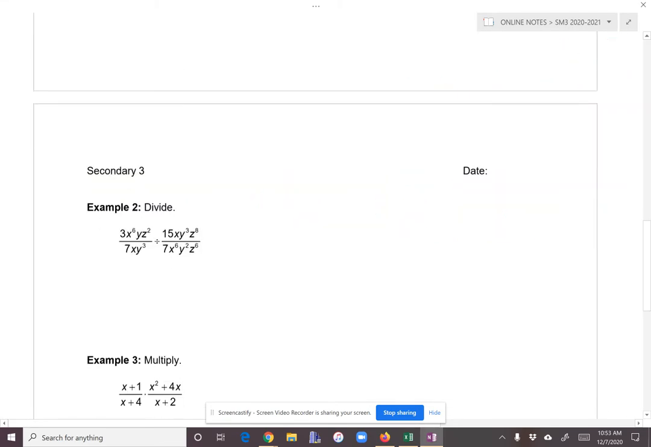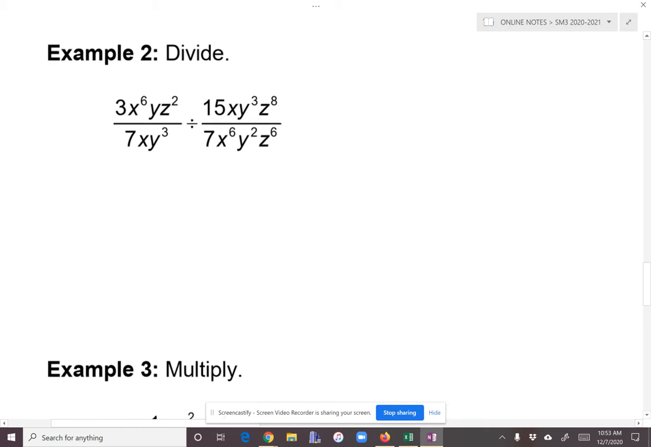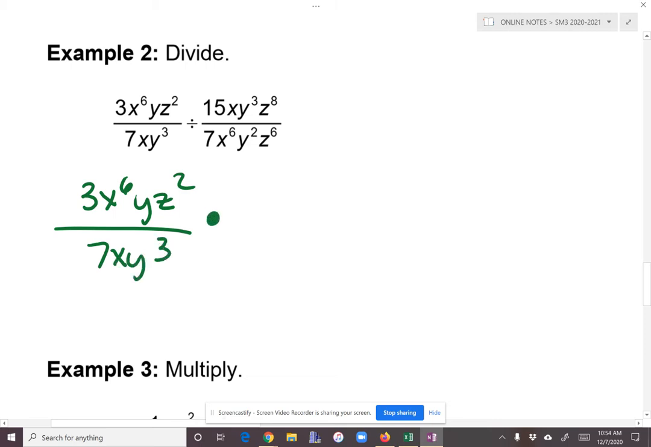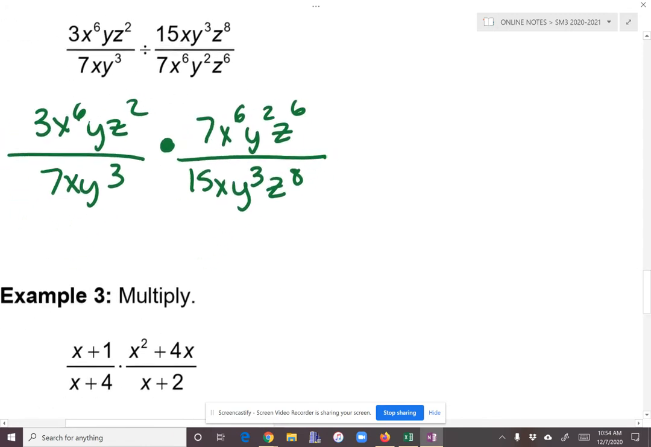Okay, the next one is very similar. The only thing that's different is it's division, so we're going to flip. We're going to leave the first one, change it to multiplication, and flip the second, meaning everything that was on bottom, we're going to put on top, and everything that was on top, we're going to put on bottom. And now we're going to combine.